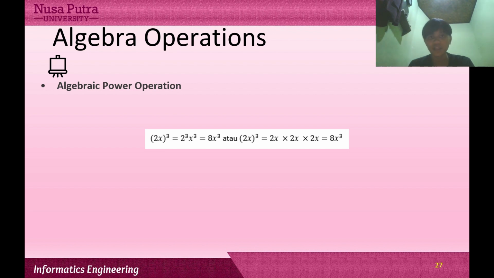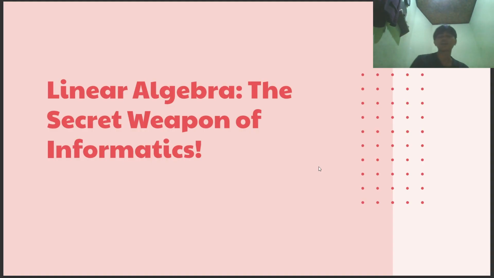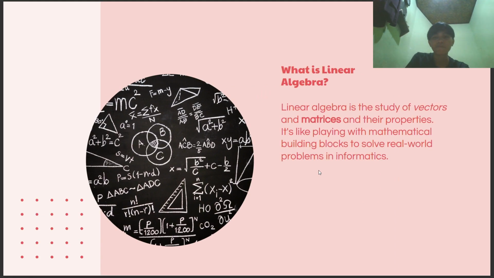Now I will explain about linear algebra and its correlation with engineering. Linear algebra is the secret weapon of informatics. What is linear algebra? Linear algebra is the study of vectors and matrices and their properties. It's like playing with mathematical building blocks to solve real-world problems in informatics. Just an introduction, guys. Not so hard.